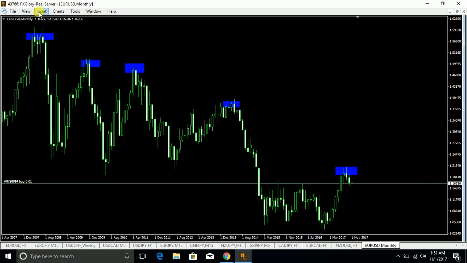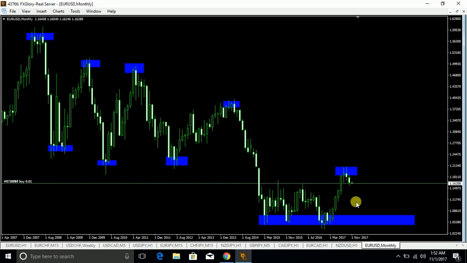Okay. Now support is the exact opposite. Here. Here. Here. Here. Here. And here. Okay, so looking at this, we have identified 5 levels of resistance on a monthly time frame. 4 levels of support.